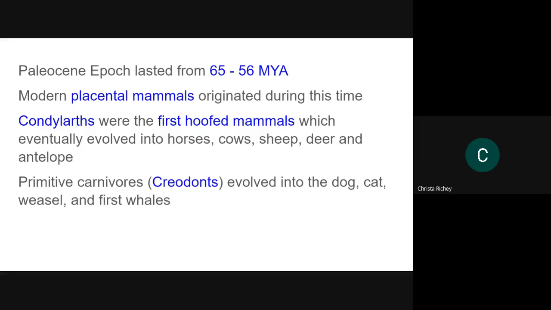You can go to the museum and look at their skeletons, but they don't have any of them like that anymore. Most of your mammals at the beginning of this period were all about 20 pounds or lighter. They were not long.